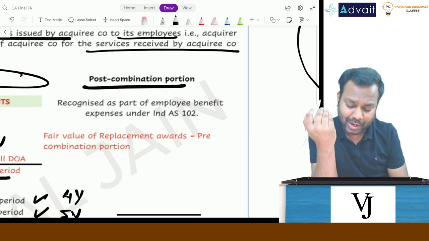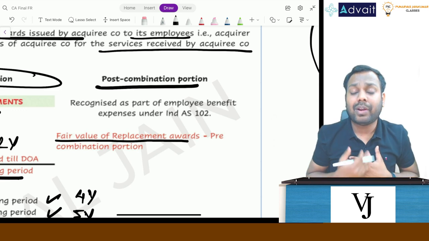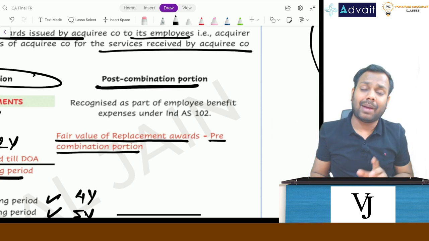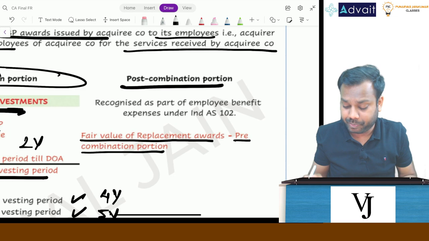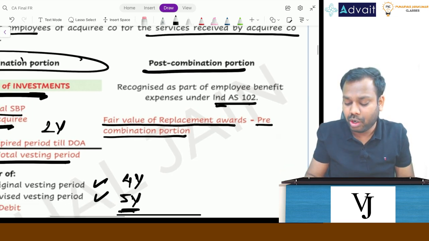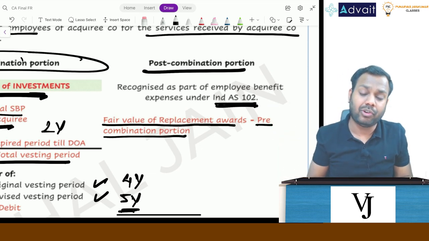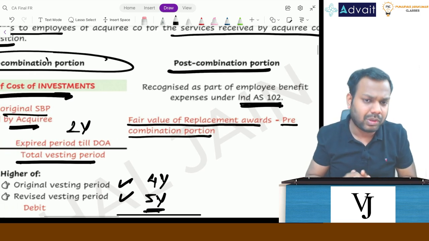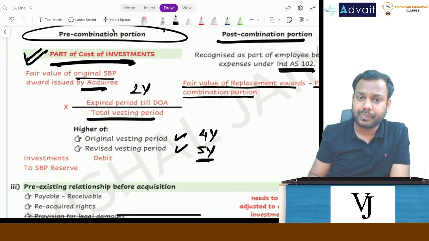I will see what is the fair value of the replacement awards, that is, the fair value of the award that I will issue. And then I will adjust the amount already adjusted in the investments. The amount that comes up will be accounted for as per Ind AS 102 in the post combination period. I hope this is clear. Definitely we'll take up an example on this also, so don't worry. I hope it is clear to all of you.